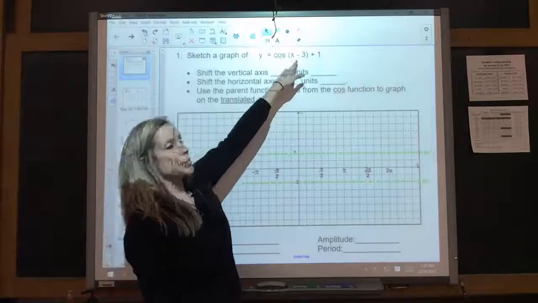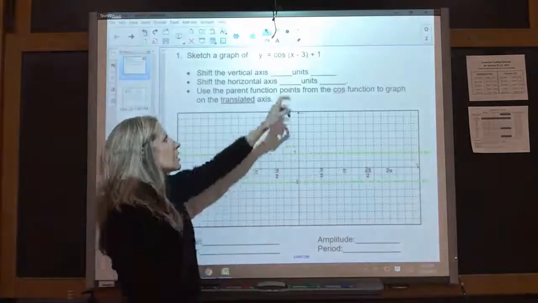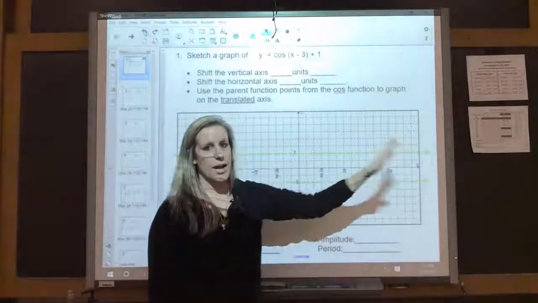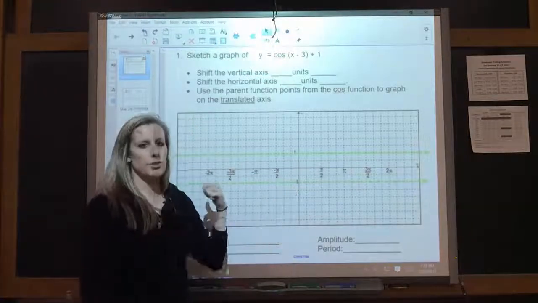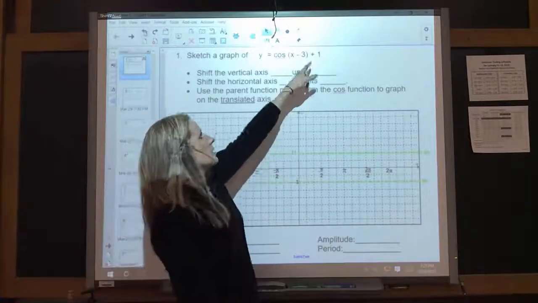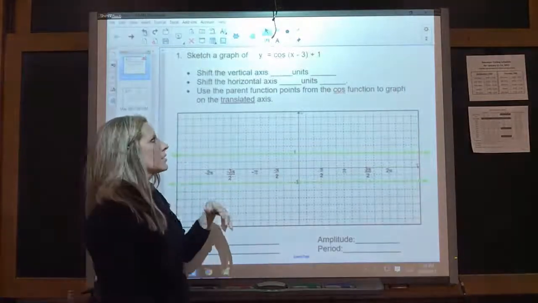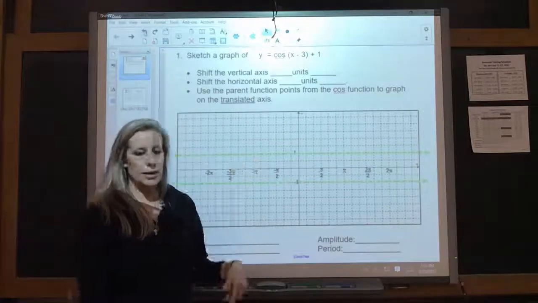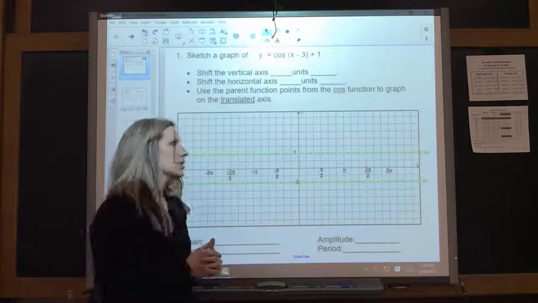So that's going to be the number inside the parentheses, and it always does the opposite of what you think. So if it says -3, that means we're going to move it to the positive side. We're going to move it to the right. If it says +3, we would move it to the left. The number at the end is going to tell you your vertical shift, up or down. So if it's +1, it's going to move it up 1, minus a number is going to move it down, just like any other function.